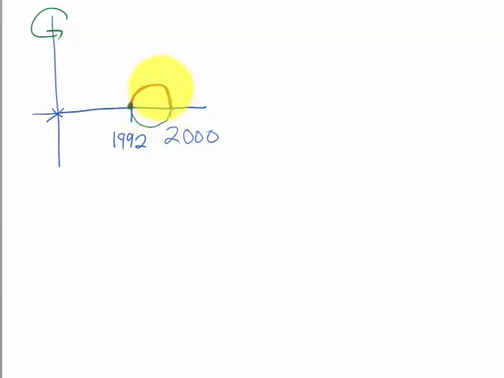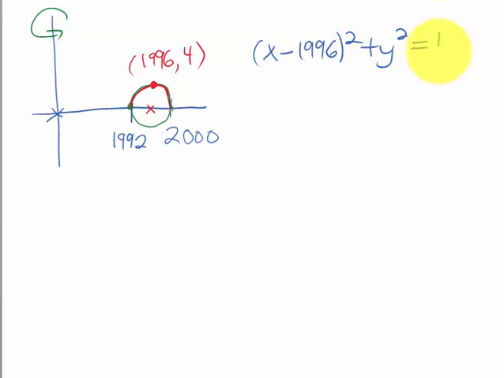So I want to express the equation for this upper half circle, so I'm going to put a little x here where the center is, and I can figure out that center, and I can actually figure out this point right here on the circle as well. That would be halfway between the 1992 and 2000, so at 1996 and 4, because remember the diameter here is 8 millimeters, so the radius would be 4. So if I wanted to write the equation for that circle, that is going to be x minus 1996 squared plus y squared equals 4 squared.